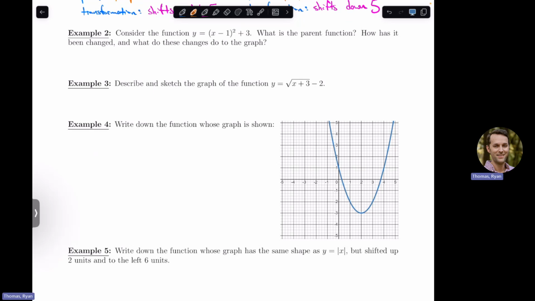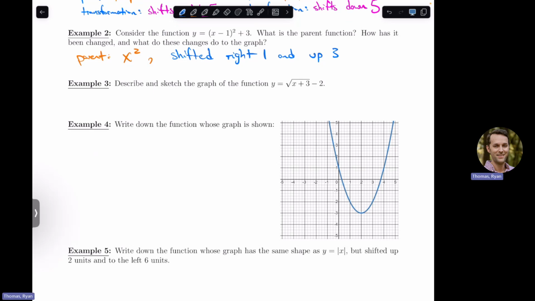Okay, so let's just compare notes real quick. So number 2, consider this function. What's the parent function? Squared, okay. And how has it been changed? Right 1 and up 3. Does everybody agree? Okay, so the point at the vertex that used to be 0, 0 is now 1, 3, if we go right 1 and up 3.